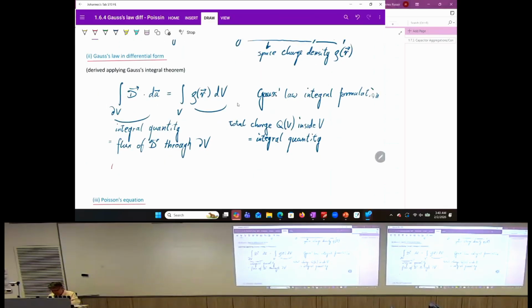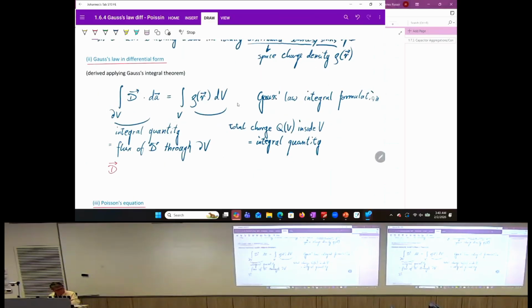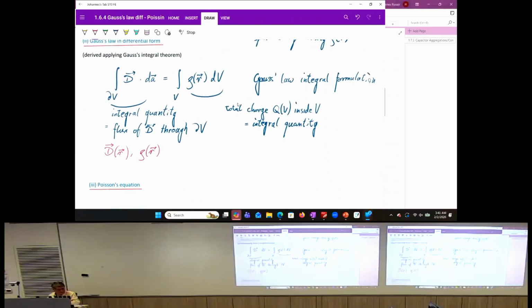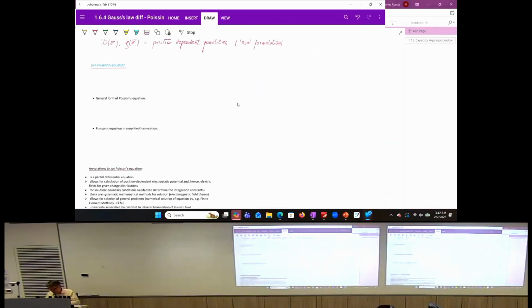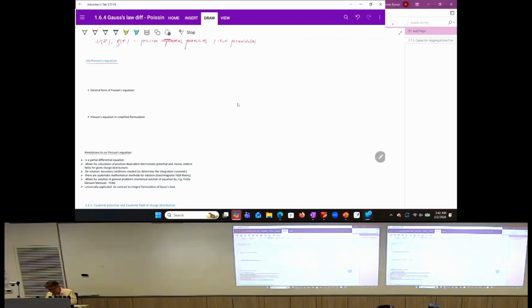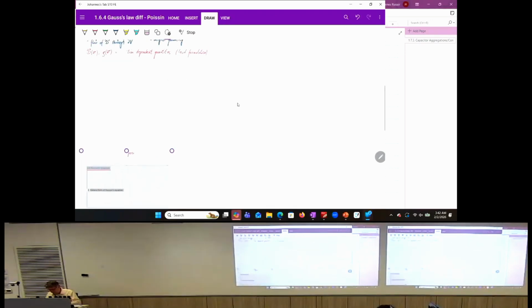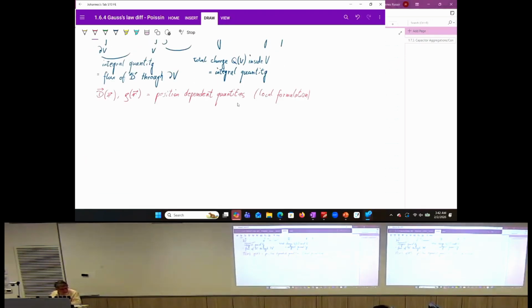Also mind that the displacement field is a function of R. Also the space charge density is a function of R. So these are both position dependent quantities, so you have a local formulation. I have to make some more room again for my notes. So now we can apply the Gauss integral theorem to the Gauss law, and I'll show you what that means.